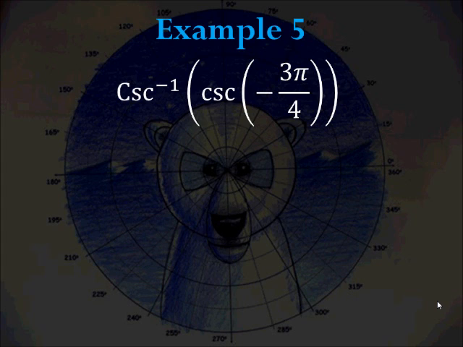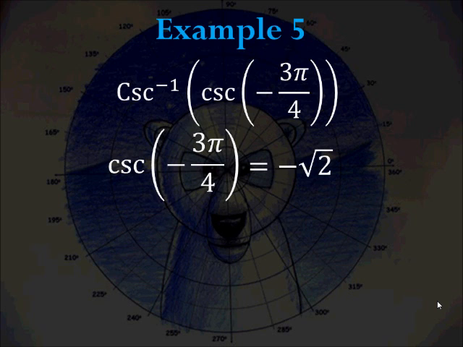Example 5. The inverse cosecant of the cosecant of negative 3 pi over 4. You can try this one and then come back for an answer. So the first part I want to do is the inside of the parentheses. What's the cosecant of negative 3 pi over 4? Well, negative 3 pi over 4 is in the third quadrant, so you're going to have a negative number because y is negative in the third quadrant. And that turns out to be negative radical 2.